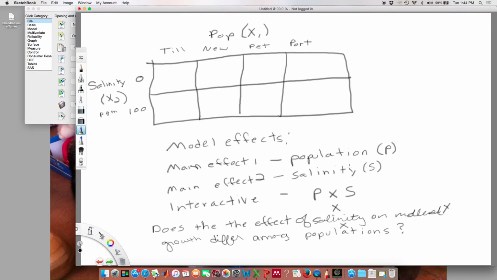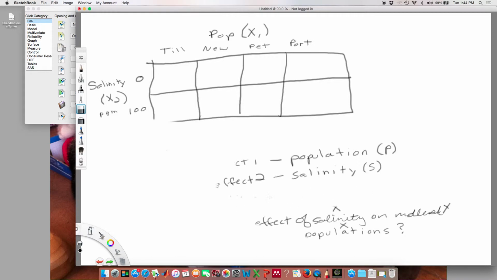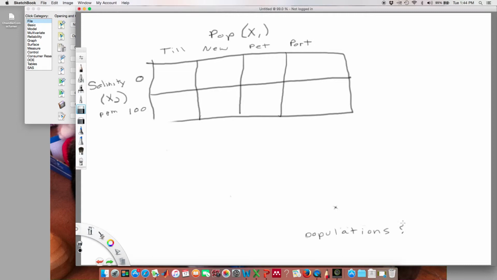So let me clear this off really quickly. Get a big eraser. Because I want to keep the figure up there so we can add in some observations. Excuse me.